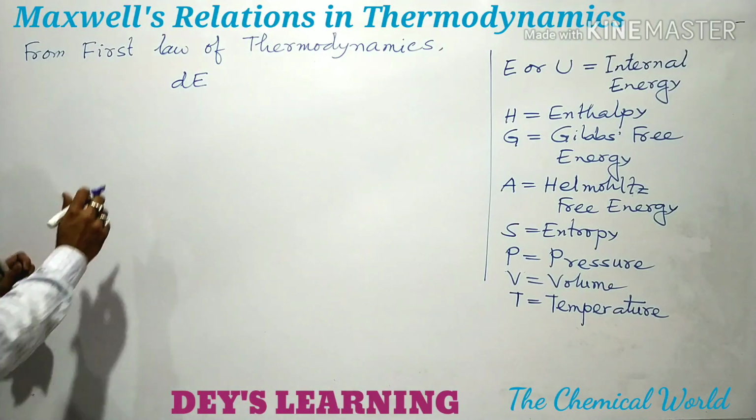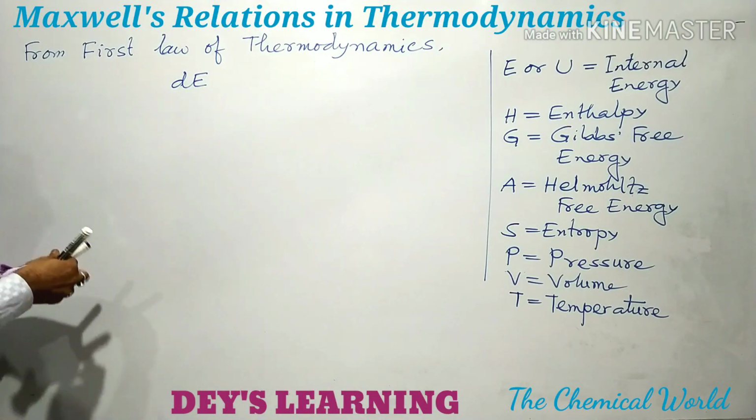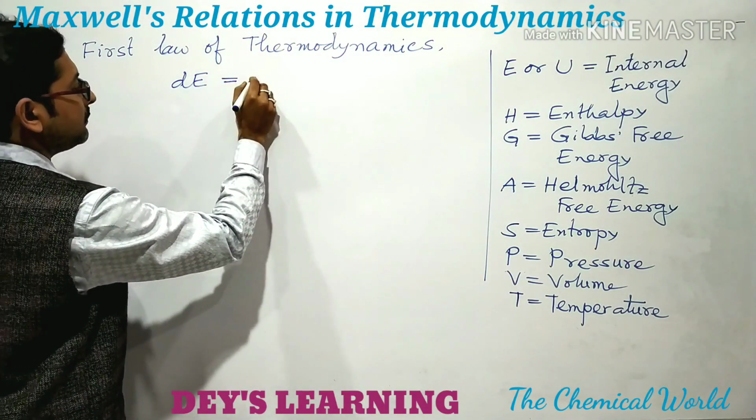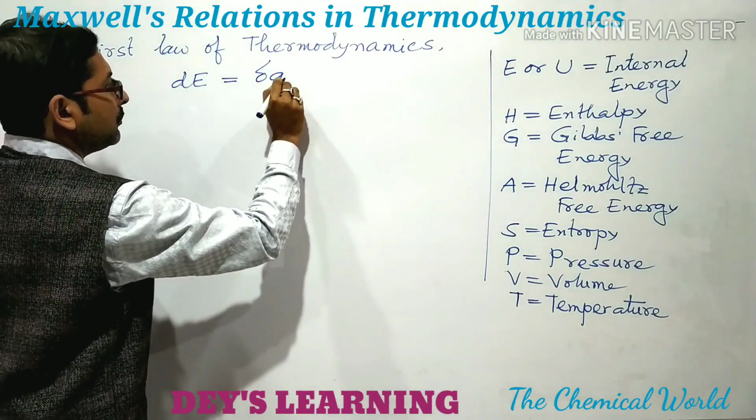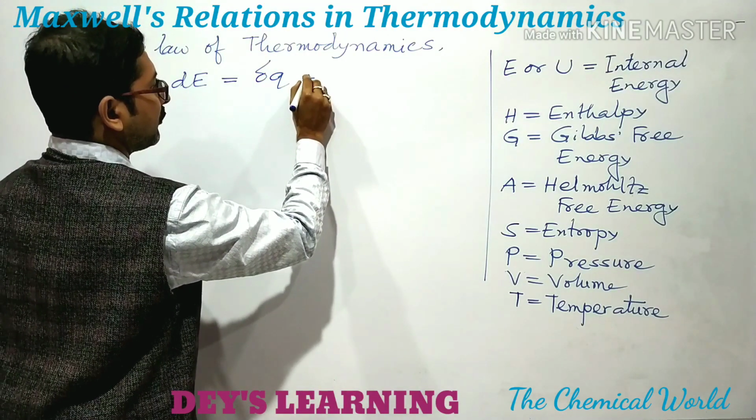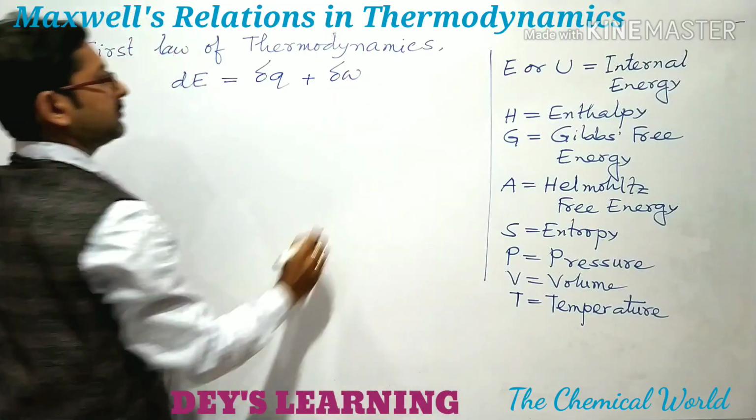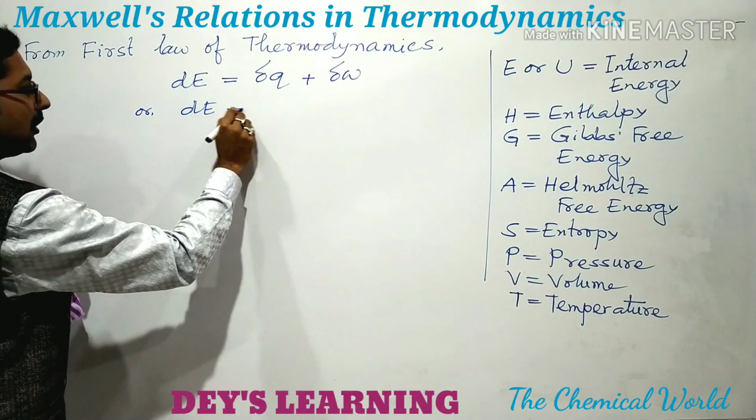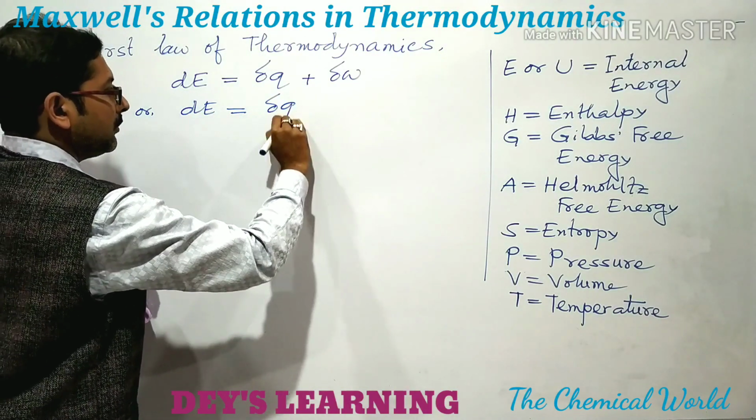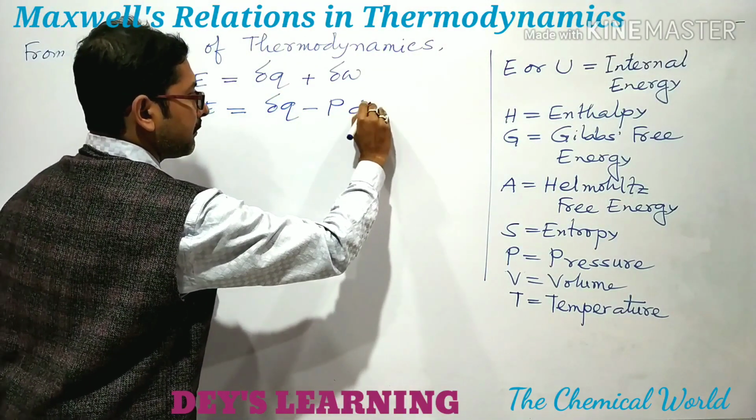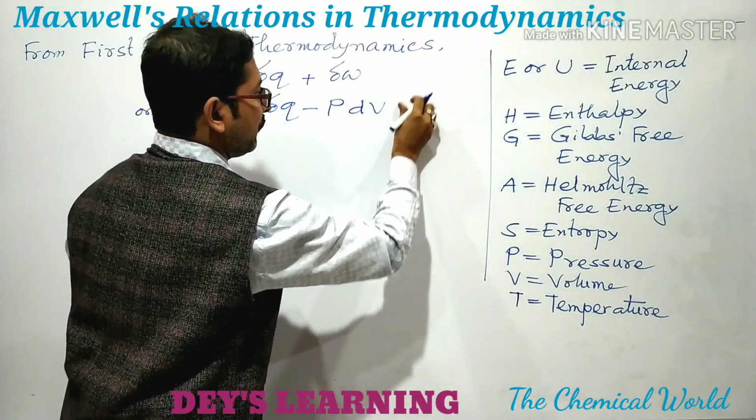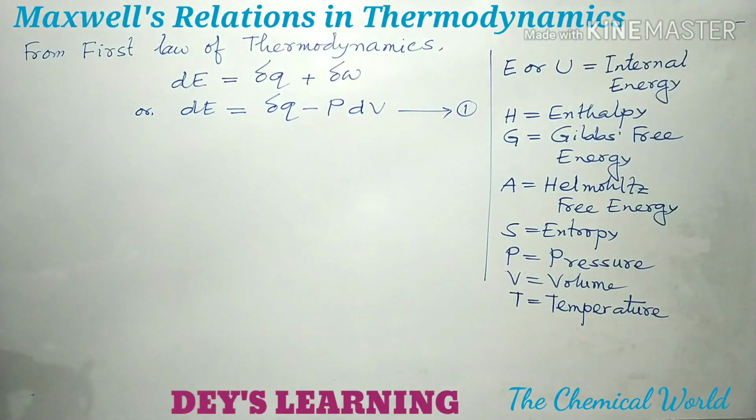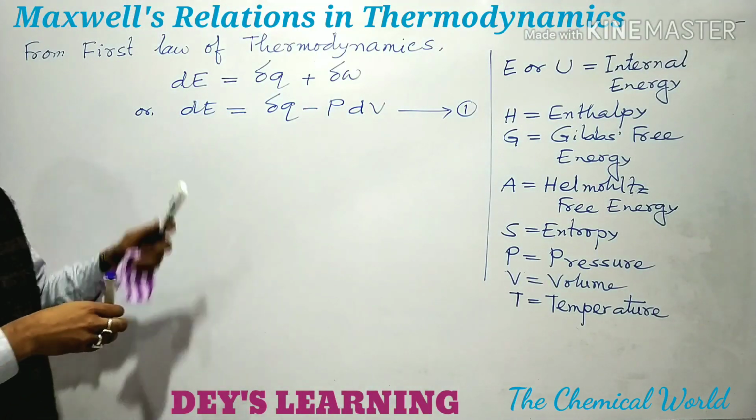Now, from first law of thermodynamics, we know dE or dU is equal to del Q plus del W. And we know dE equal to del Q minus PdV. This is our first relation. We come to this relation from first law of thermodynamics.